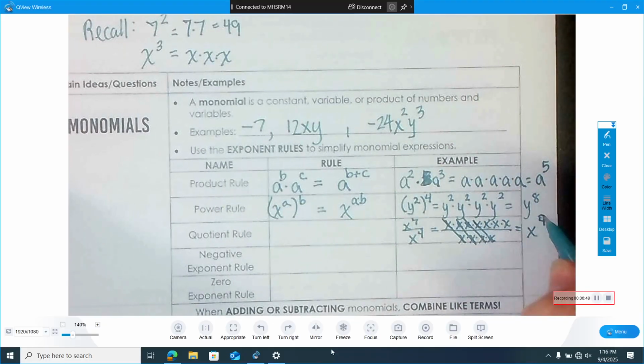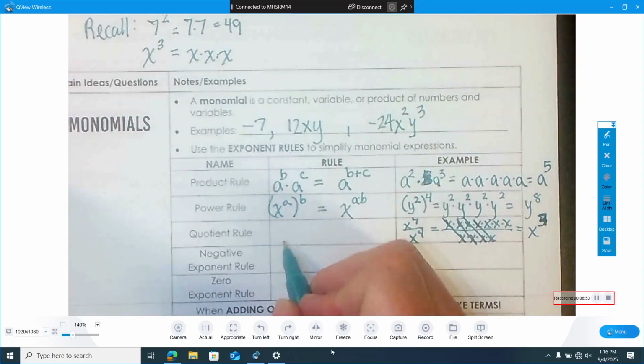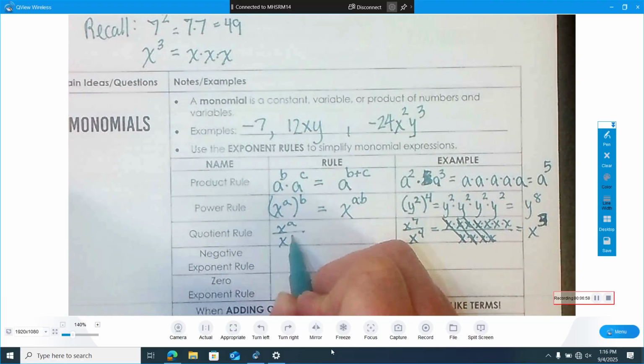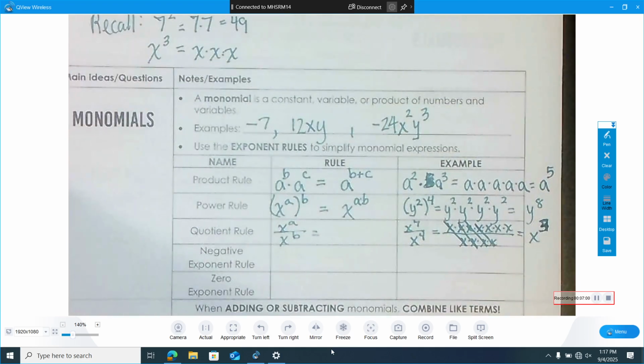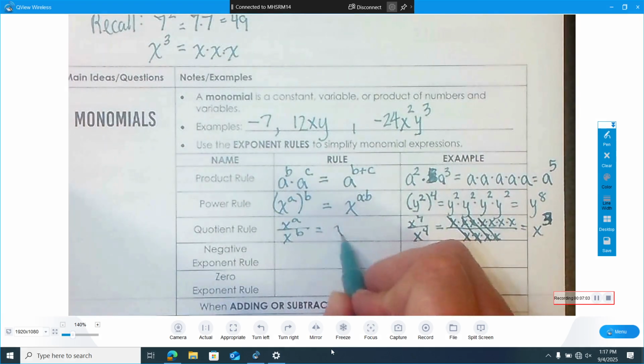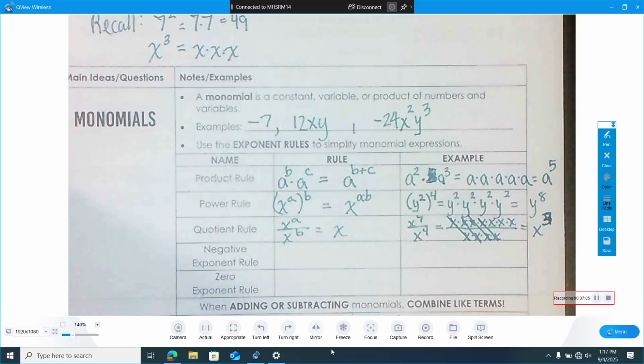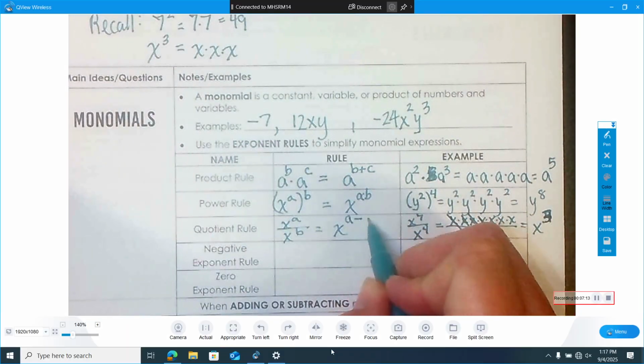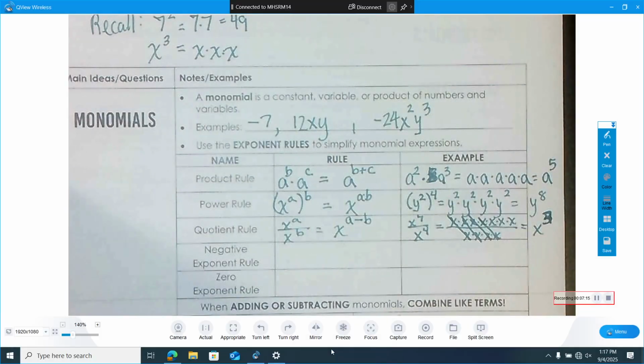Oh, guys, I didn't scratch one off there. X to the 3rd. So the quotient rule: if I have x to the a divided by x to the b power, b exponent, the base stays the same. The base is x. And what do we do to the powers? Subtract them. And we subtract them top minus bottom. It's important that you understand that these rules all apply when we have positive and negative exponents. They all still work.